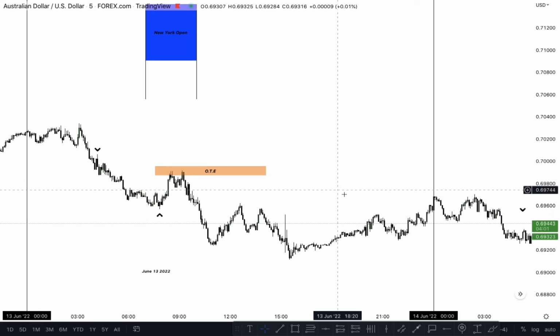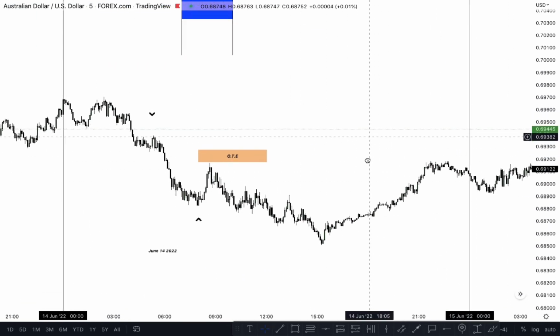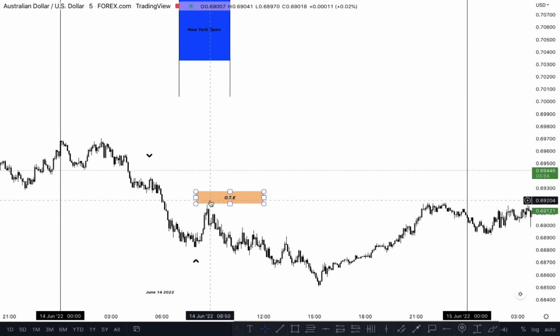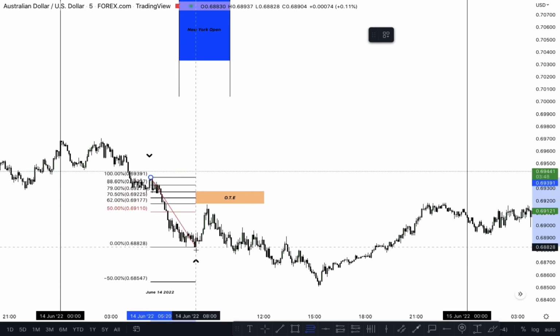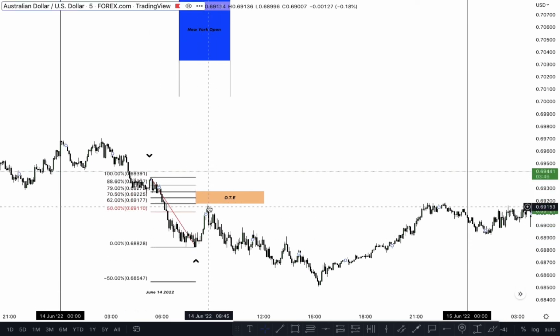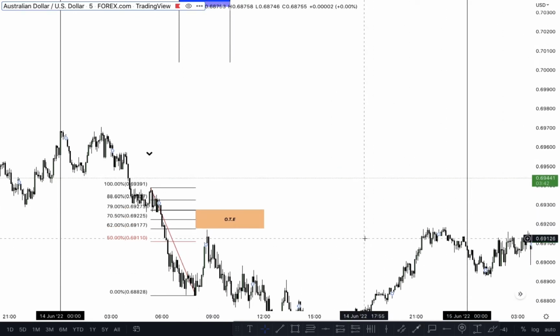Move on to the next day as well. You see the same thing occur during the New York open session. A retracement and then a continuation pattern. So we have this high point from here all the way down to this lowest point here. Price doesn't get there. Almost gets there, but doesn't get there.